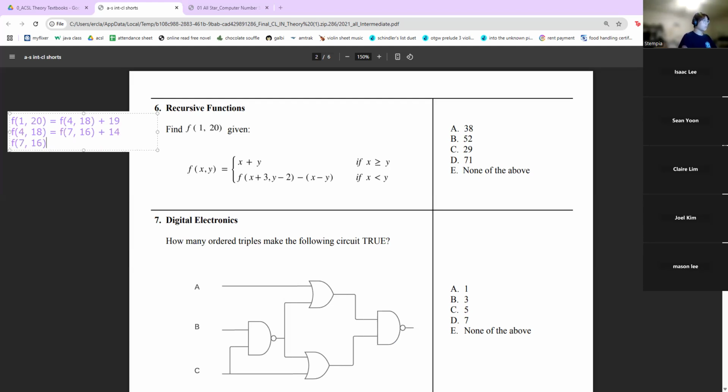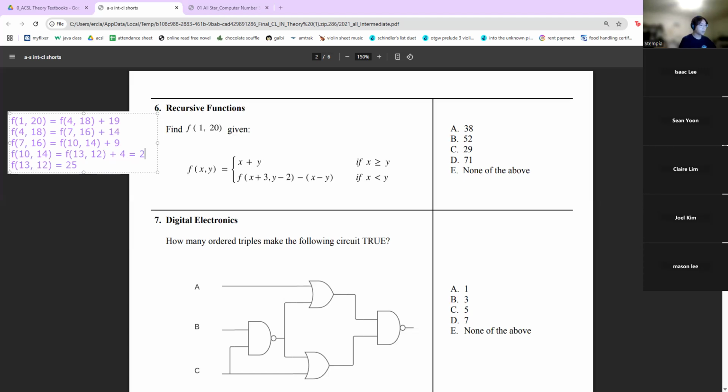Next, f of 7 comma 16 is going to give us f of 10 comma 14 plus 9. F of 10 comma 14 is then going to give us f of 13 comma 12 plus 4. And then once we're at f of 13 comma 12, we end our second branch looping and we go back up to the first branch to give us a combined sum of 25, right? 13 plus 12 is 25.